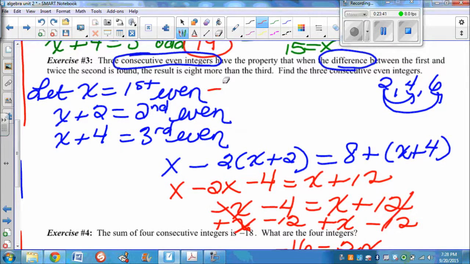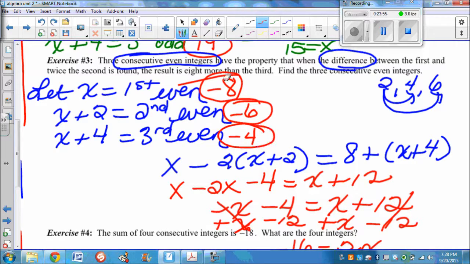So now let's go back up. Negative 8 is my first one because that's x. And then, what's negative 8 plus 2? It's going to be negative 6. And what's negative 8 plus 4? Negative 4. So we have consecutive, one right after the other, even integers. And they can be negative. It didn't say they had to be positive even integers.